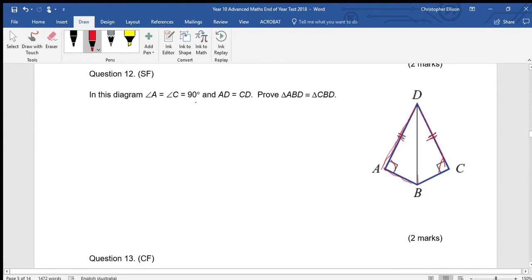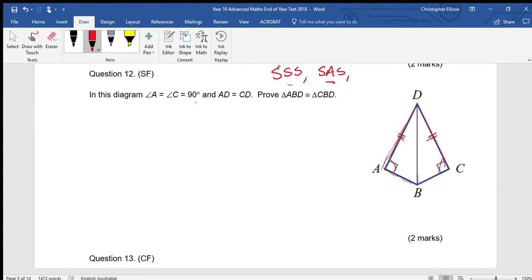Now for any sort of proof, you need to say three things. So we're either after SSS, side side side, SAS, side angle side, AAS, angle angle side, or RHS, right angle hypotenuse side. Now oftentimes when you've got a right angle in there, it's a bit of a clue. It's not always, but it's a bit of a clue that you're looking for this fourth one, RHS.